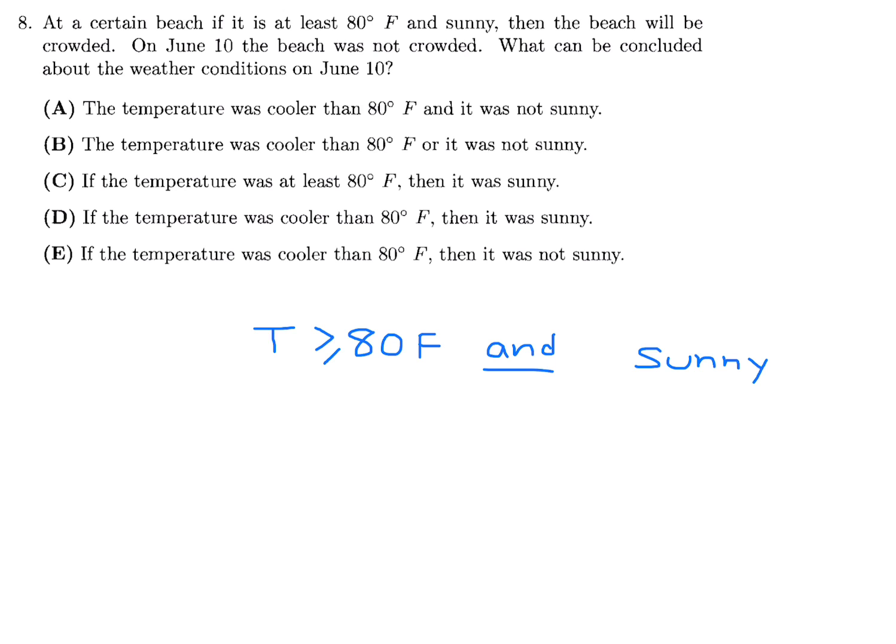Well, if one of these does not happen, then it will not be crowded. So B matches that. The temperature was cooler than 80, or it was not sunny. Because if one of those does not happen, the beach will not be crowded. So it's not extremely tricky, but just a little bit of thought involved in this question. So 8, the answer is B.